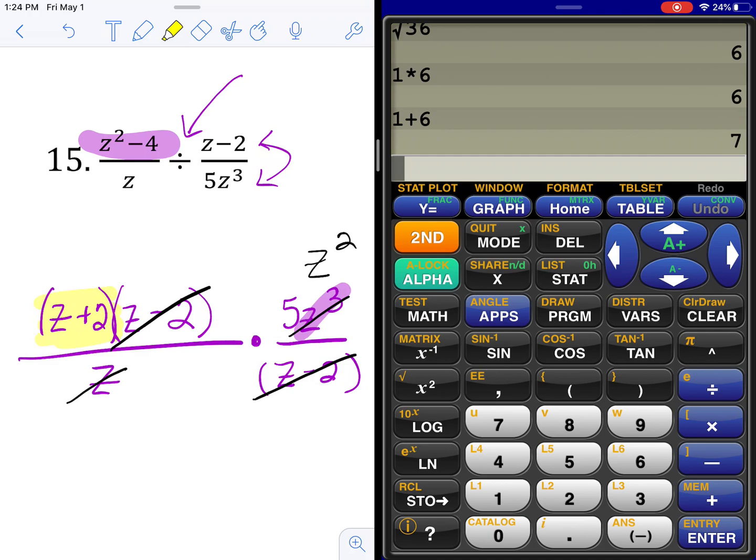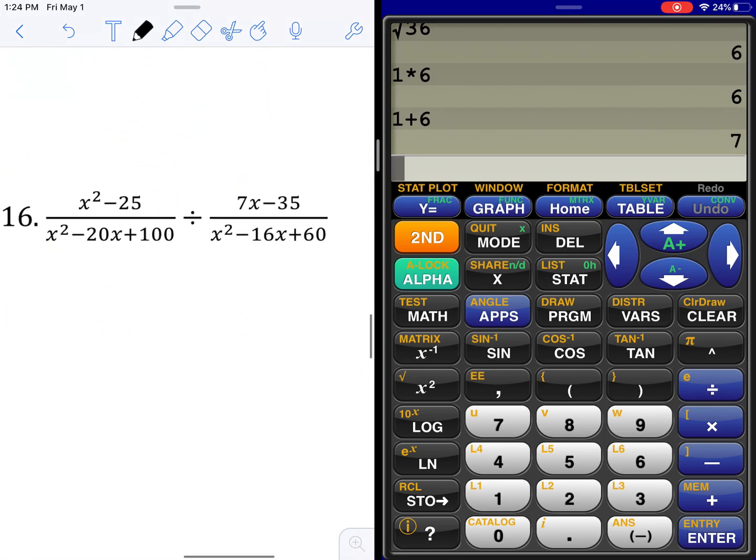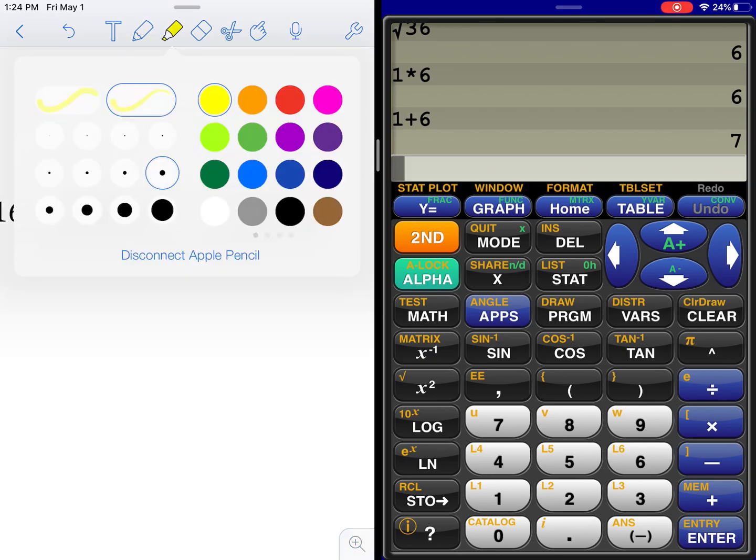So what's left, we have our z plus 2 that is glued together. So you have your z plus 2, and then you have your z squared on the top, and you have your 5 on the top. So you end up with 5z squared times z plus 2. All right, last problem here.